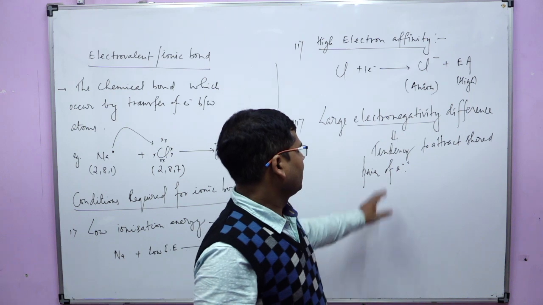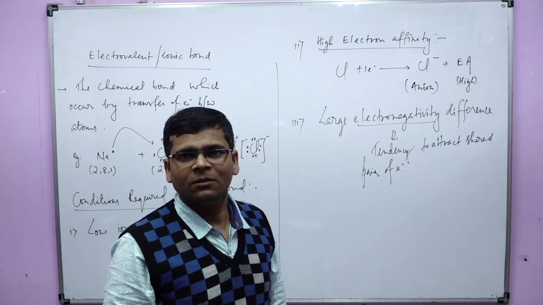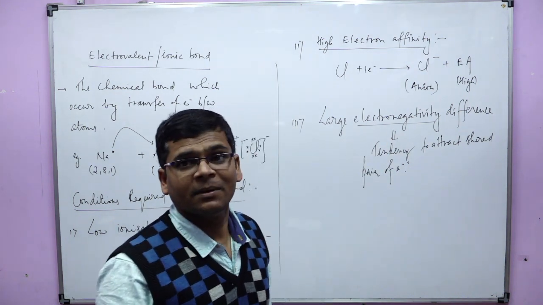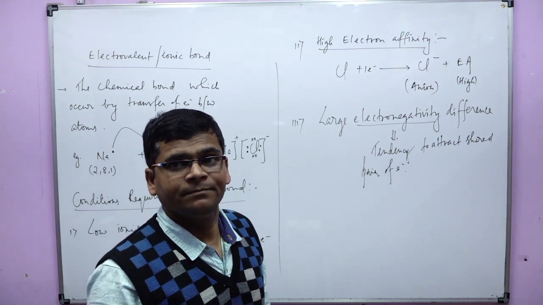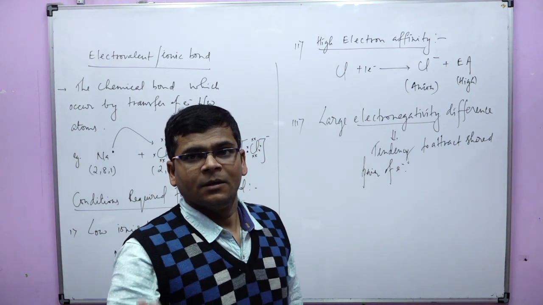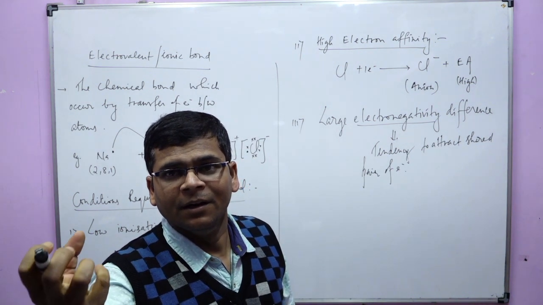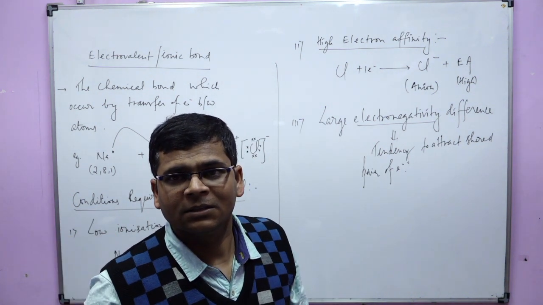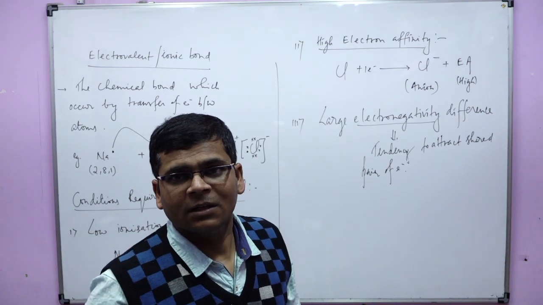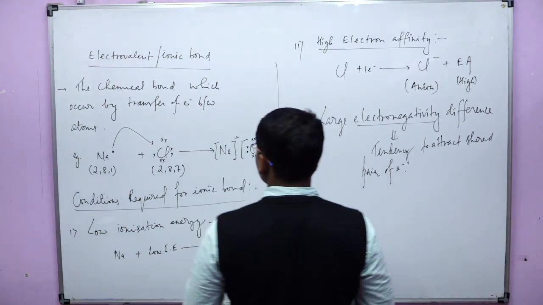So here also electronegativity. Now, which one will attract the shared pair of electrons? Let us see. The atom having higher nuclear force of attraction will attract the electrons. Let us take the same example here.